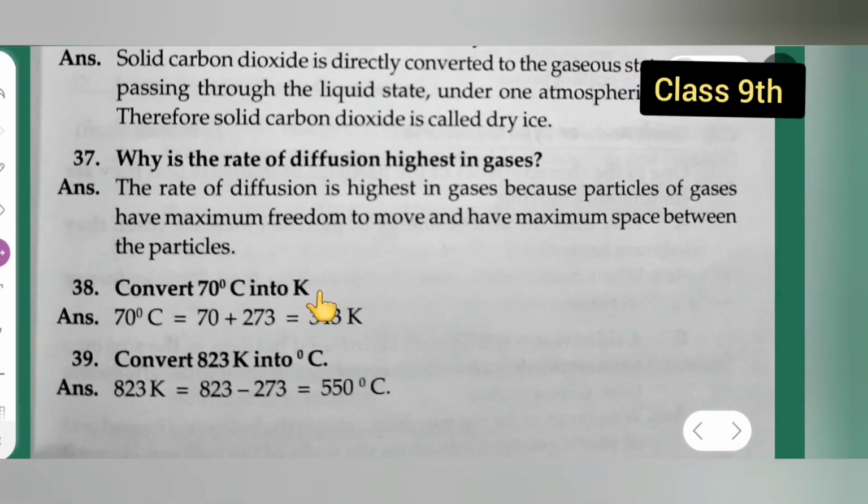Okay, next is convert 70 degrees Celsius into Kelvin, right? So the answer is 70 degrees Celsius is equal to 70 plus 273, which is nothing but 343 Kelvin.